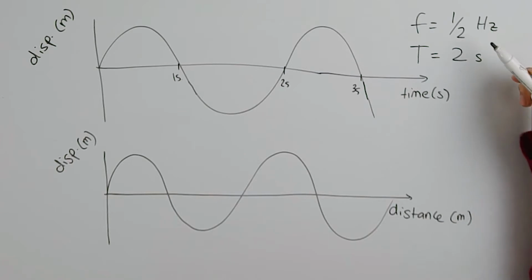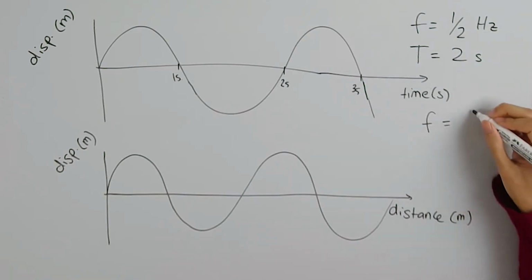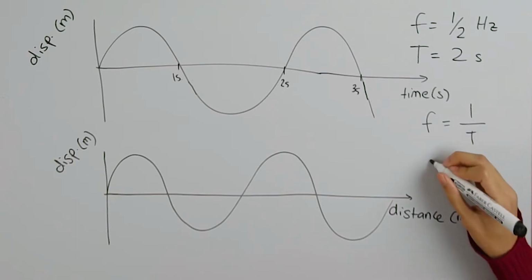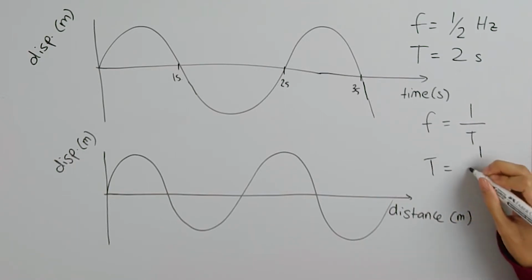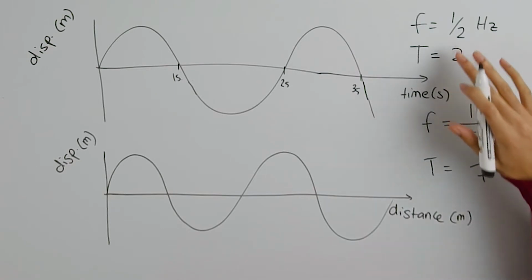So we can see that the frequency and the period are actually reciprocals of each other. And this is actually a phenomenon that always happens. In other words, the frequency is always the reciprocal of the period, and the period is always the reciprocal of the frequency. We can actually verify this by looking at the units for period and frequency.